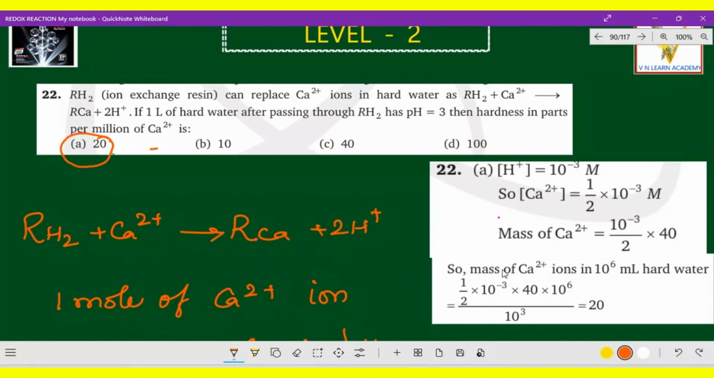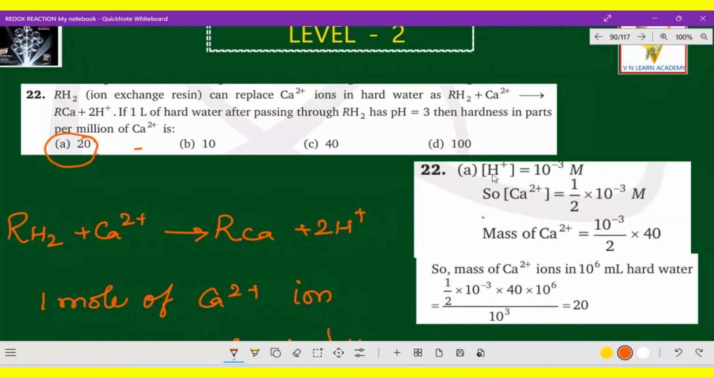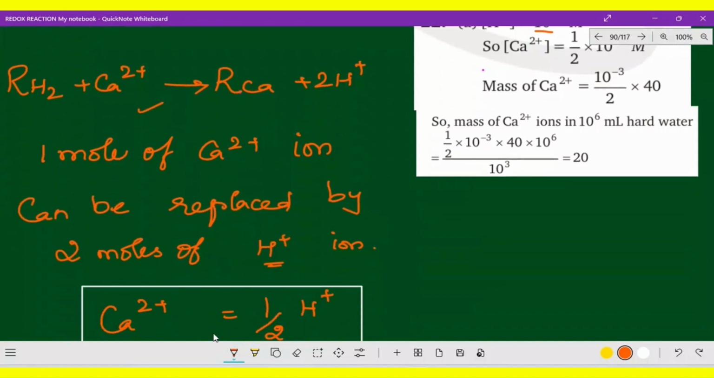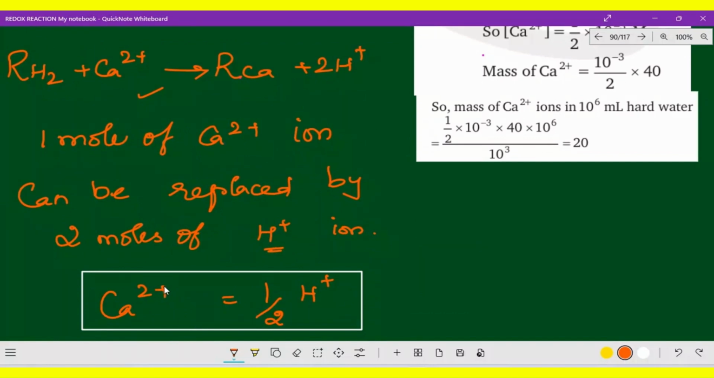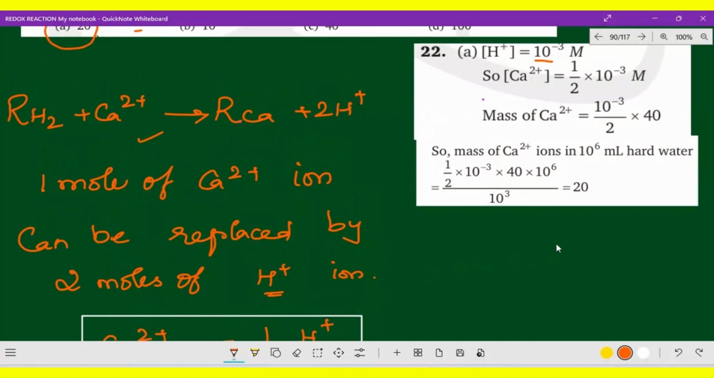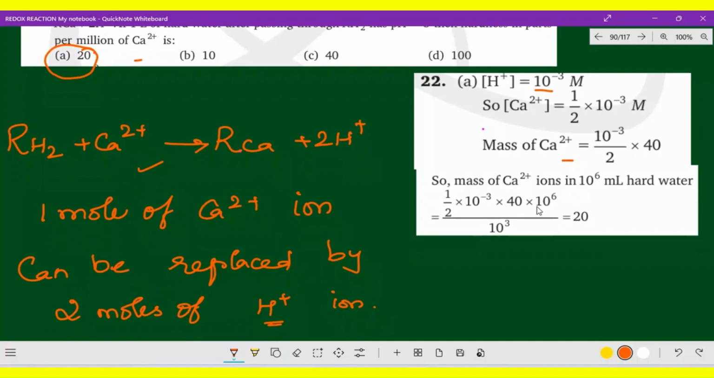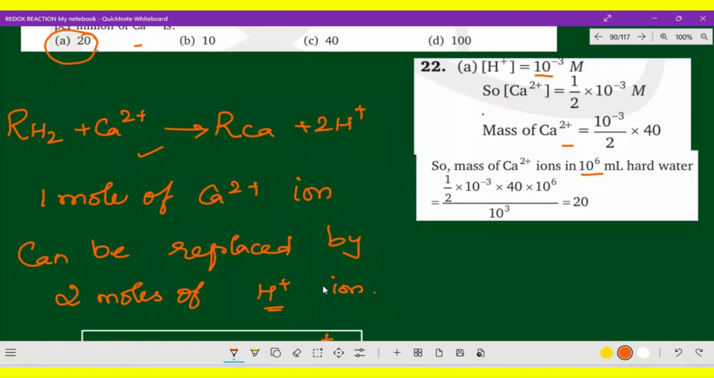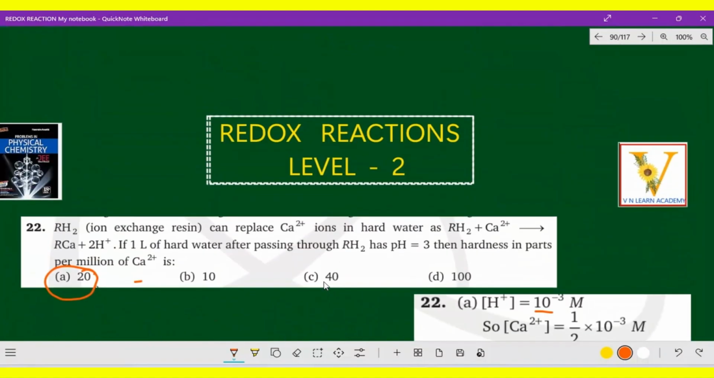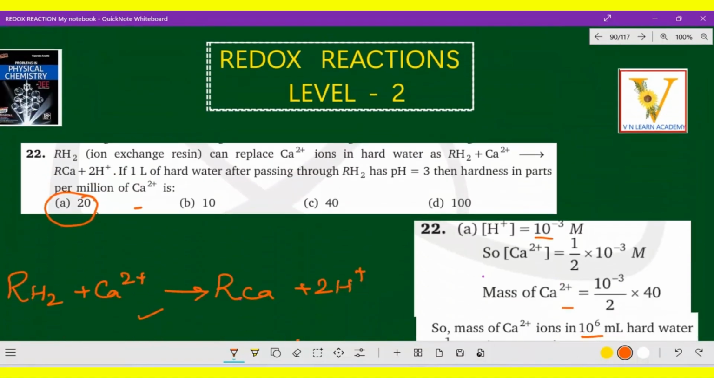Here also I just wanted to bring the answer: the concentration of H+ they have directly given as 10 to the power of minus 3 molarity. So Ca2+ equals half of that H+ ion, that is half into 10 to the power of minus 3 molarity. So you are getting this mass. You just apply it on the whole. This is also easy only. Whichever method you understand, you can use. This is a little bit longer method, but still you will understand. That is the reason I wanted to bring it to you. I hope you got the clarity. Come on, let's go to the next question.